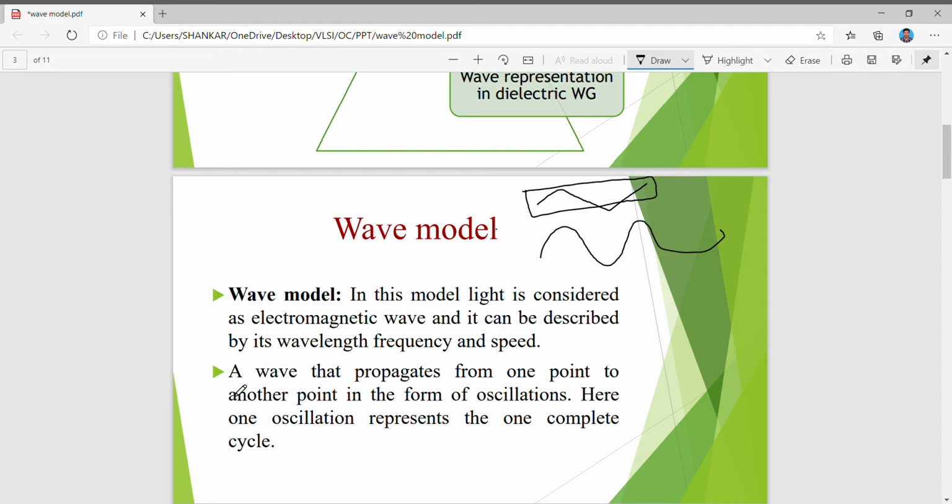Generally, a wave propagates from one point to another in the form of oscillations. One complete oscillation means both the positive and negative halves of the cycle. This represents one complete cycle, which is one oscillation.